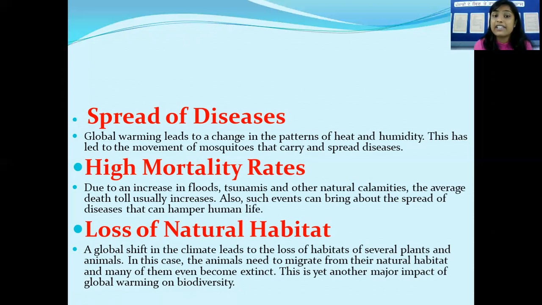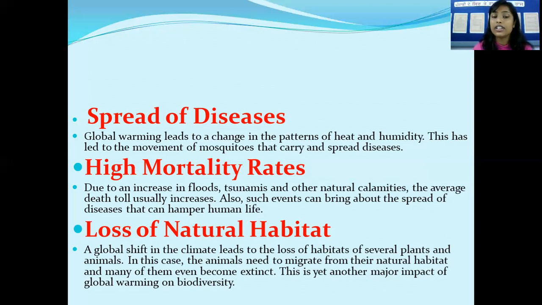And then the point comes: the high mortality rates. Now, due to an increase in floods, tsunamis, and other natural calamities, the average death toll is usually increasing. Okay, and why is the death toll increasing? Obviously, because of the spread of diseases and because of global warming, a lot of pollution is also being carried out, right?